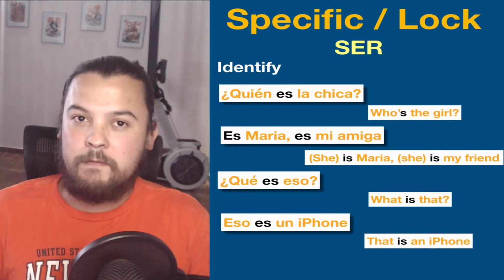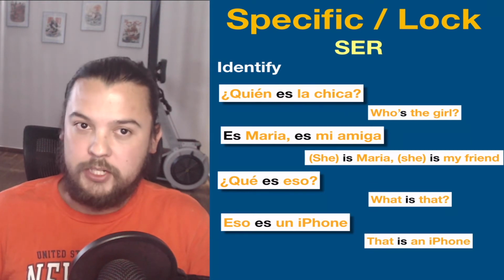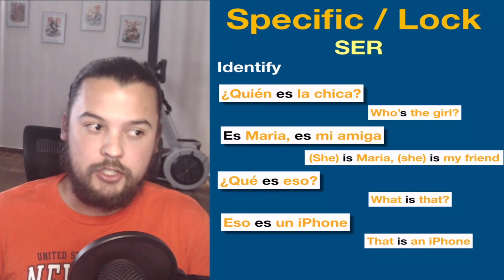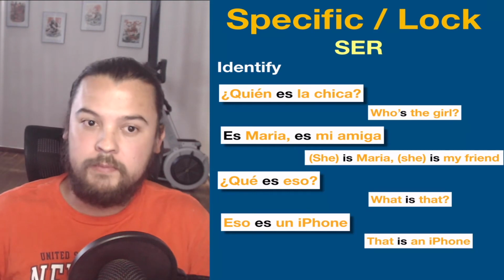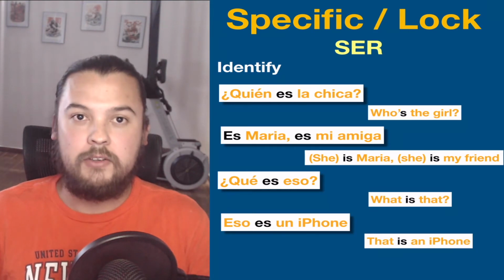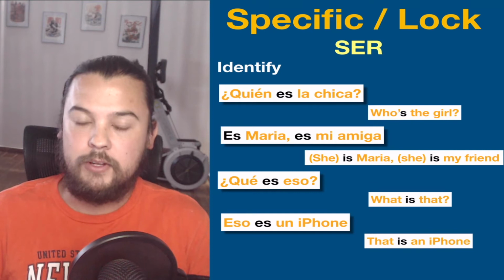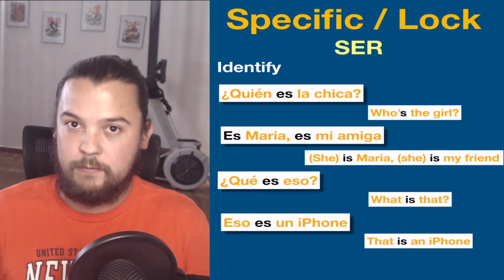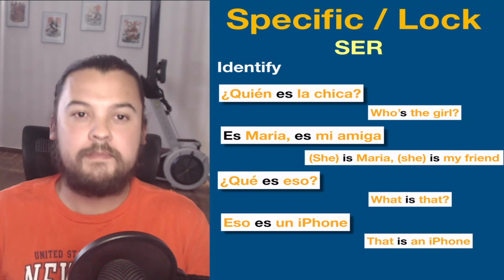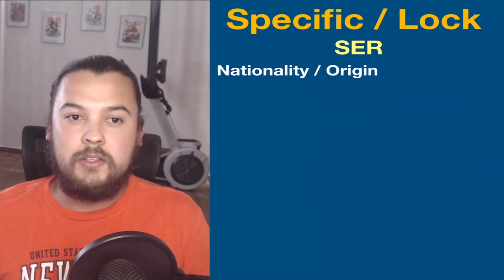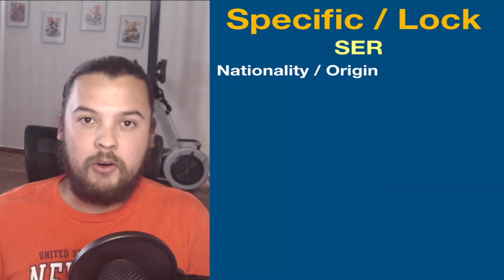Eso es un iPhone. That object, whose name, gender, or number you don't know, it's an iPhone. So eso es un iPhone. You're identifying that object as an iPhone. So when you identify an object, you have to use the verb ser. Number 2 is nationality or origin.